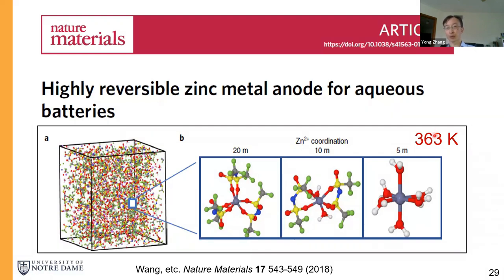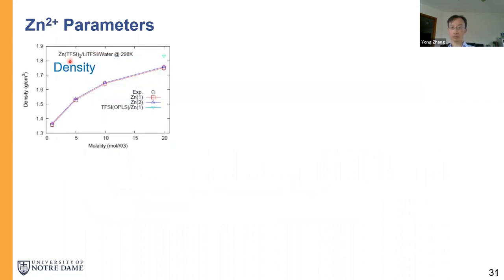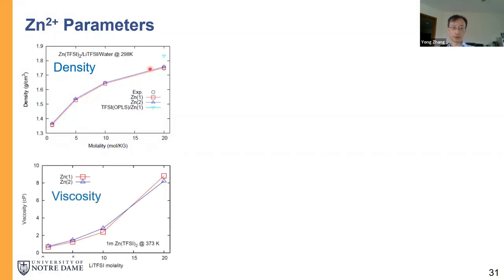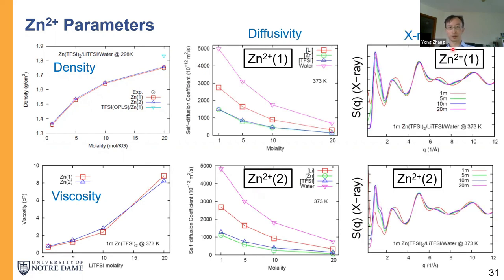We want to see what happens at low temperature, for example, room temperature. So we also did some simulation. Let's see the time. I'll try to go a little bit faster here. We found two zinc models in the literature. As we always do, we calculate a whole bunch of properties to compare which model is better and more reliable. That's the calculated density. Both models agree with each other perfectly. That's the viscosity, same. Diffusivity, you don't really see a difference. Structure factor using both models, almost the same.